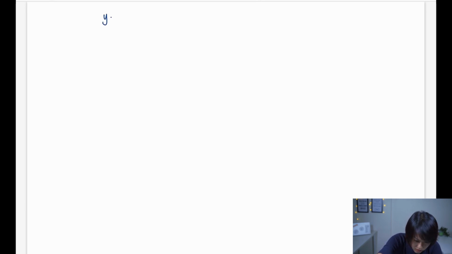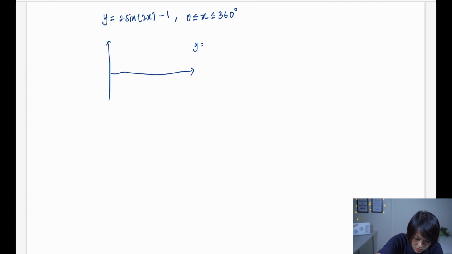So let's look at how to sketch y equal to 2 sine 2x minus 1. Alright, before sketching, we need to know how our base graph looks like. So the base graph is y equal to sine x. If you remember, sine x looks like this with a maximum point of 1 and minus 1, and one period is 360 degrees. So what we're going to do here is get the graph of this by just using the graph of our sine graph.